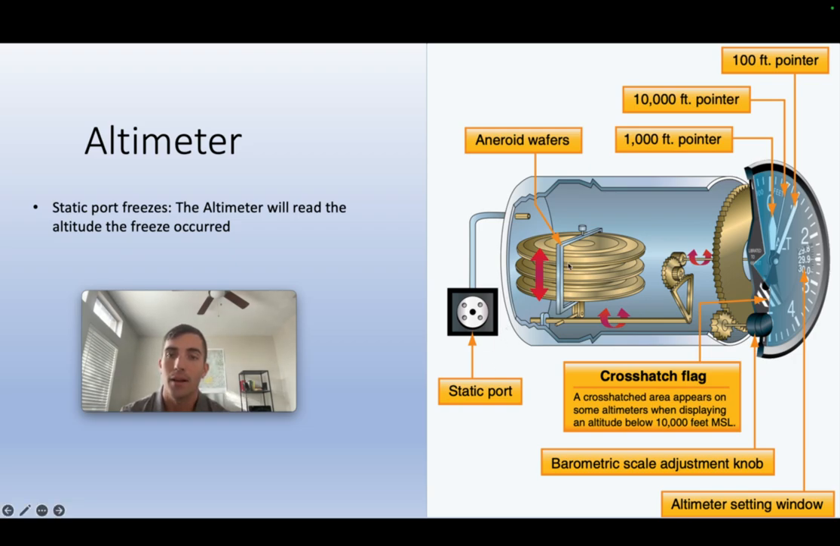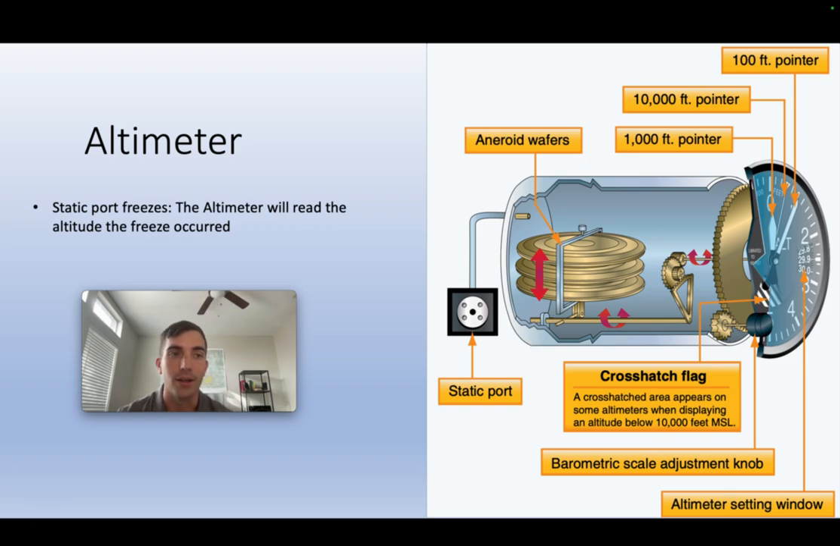Then there's this thing called an aneroid wafer. Just think of this as a closed system, like a water bottle. You put it underwater, it compresses. It's a similar idea here, except in the opposite direction. As you climb, this aneroid wafer is going to expand and get bigger and then move these gears, indicating a climb. And we're given an altimeter setting that corrects for those non-standard pressures that I discussed earlier.